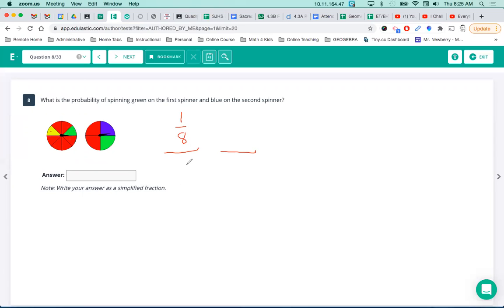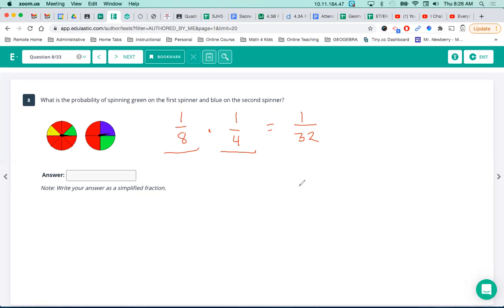What's the probability of spinning blue on the second spinner? Well, there's only 1, 2, 3, 4 sections on the second spinner, and blue is one of those 4. Okay, so that'd be 1/4. Multiply these together. 1 times 1 is 1.